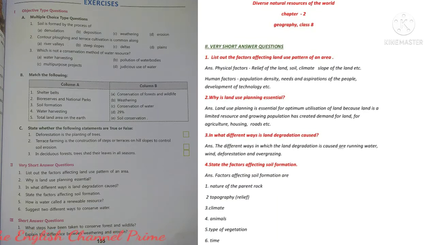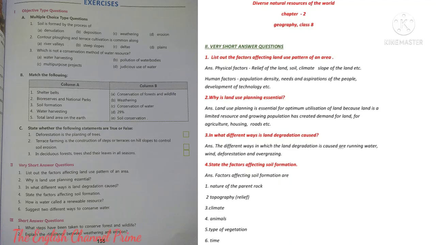Second question, why is land use planning essential? Yes children, write down the answer. Land use planning is essential for optimum utilization of the land because land is a limited resource and growing population has created demand for land for agriculture, housing, construction, roads, etc. Done. Third question, in what different ways is land degradation caused? Answer, the different ways in which land degradation is caused are running water, wind, deforestation and overgrazing.